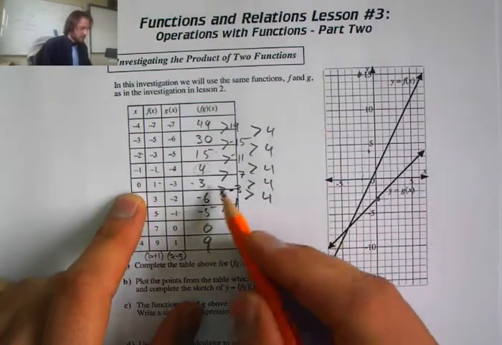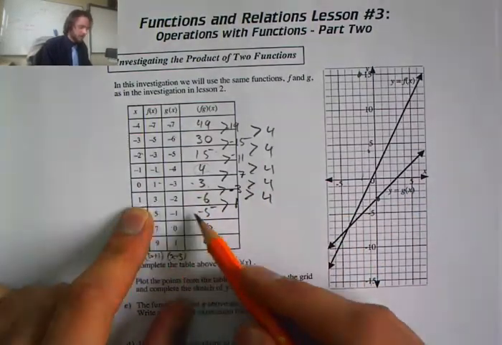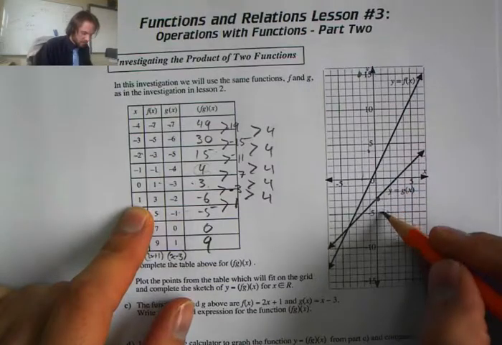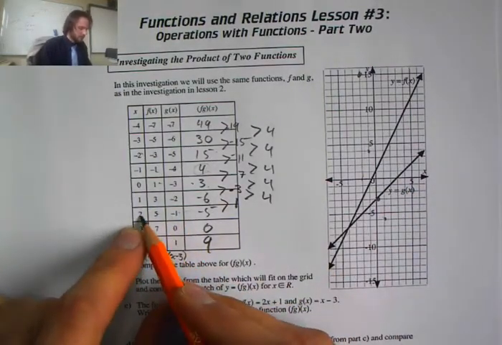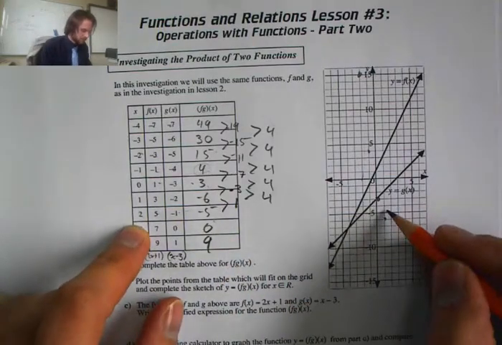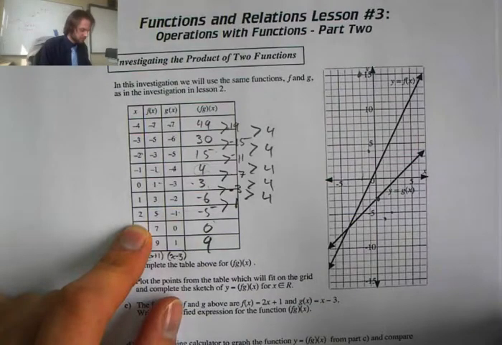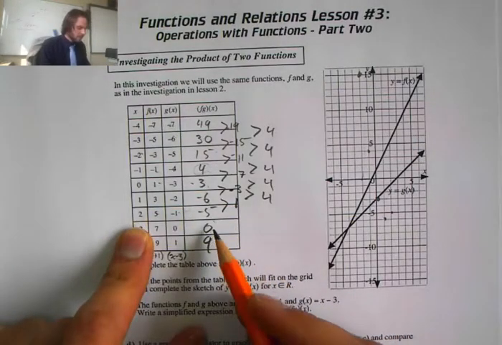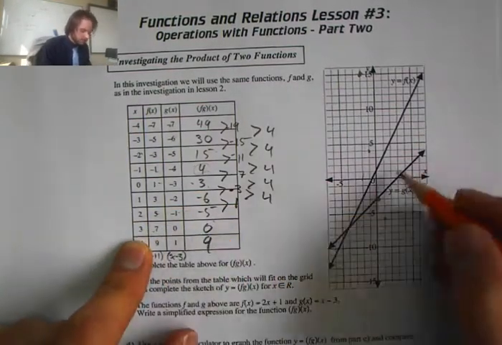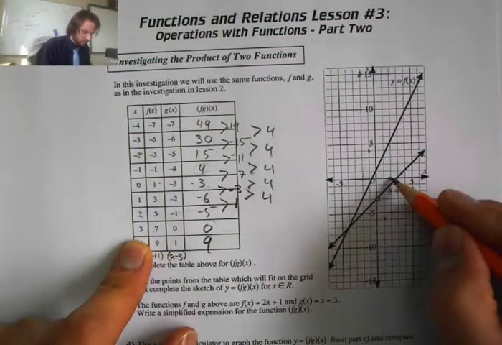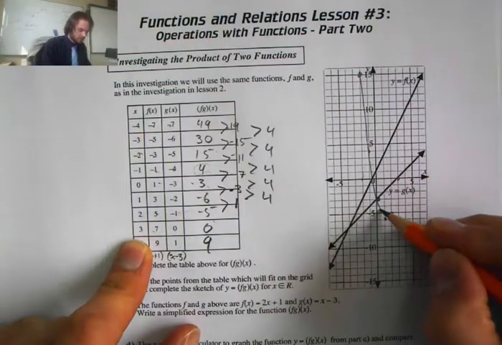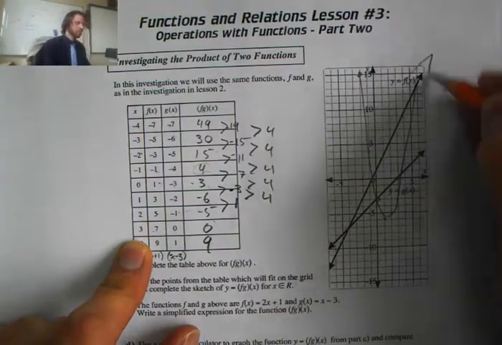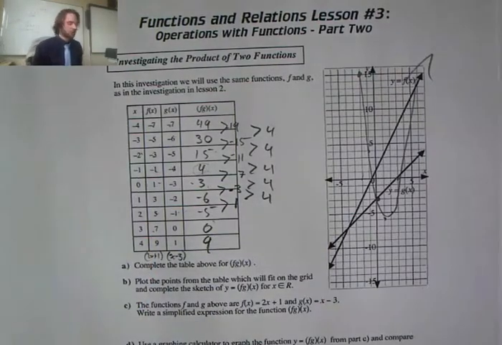Then at 1, we have negative 6. And then at 2, we're going to have negative 5. So at 2, we're at negative 5. And then at 3, we're at 0. So 1, 2, 3, we're at 0. So my graph is going to look something like this, okay? So now we know it's a quadratic.